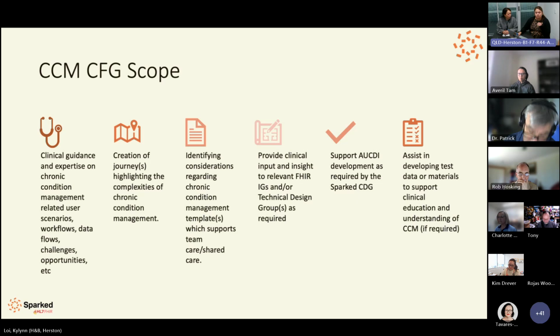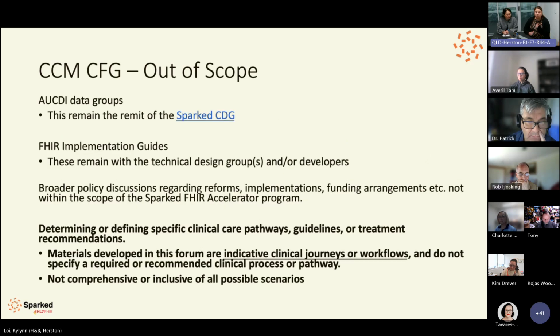I think it's also worth calling out what we don't do in the clinical focus group. The data modelling and the AUCDI development still stays with the CDG, and the FHIR implementation guide development still remains with our technical design group partners.